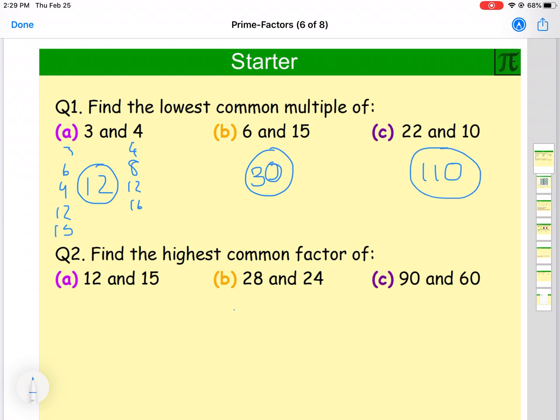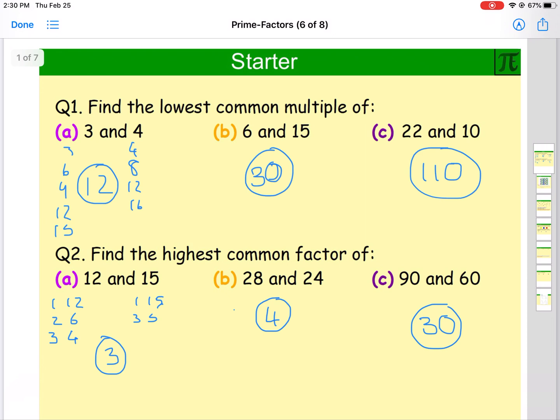Now, the highest common factor, so you're writing out all your factors of your two numbers and then finding the highest one. So for 12, you've got 1 and 12, 2 and 6, 3 and 4. For 15, you've got 1 and 15 and 3 and 5. So your common ones are 1 and 3, so the highest one between those two has to be 3. When we do 28 and 24, we get a highest common factor of 4, and 90 and 60, we get a highest common factor of 30 for those two. Okay.